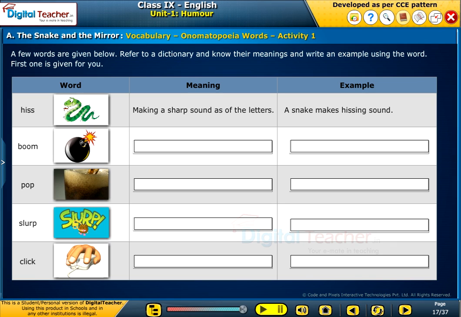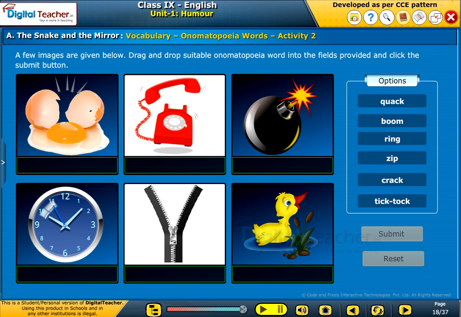Let us do an activity to understand different words that represent certain sounds. A few words are given below. Refer to a dictionary and know their meanings and write an example. Let us do an activity to understand onomatopoeia words better. A few images are given below. Drag and drop suitable onomatopoeia words into the fields provided and click the Submit button.